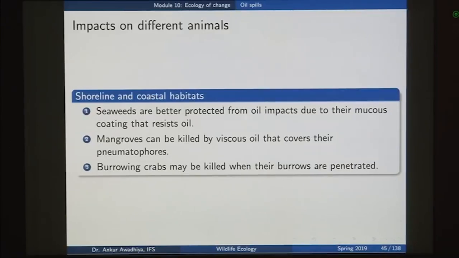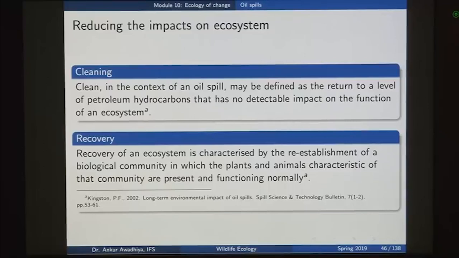And because of these large impacts on different organisms of the ecosystem, the cleaning and recovery becomes very important. So, cleaning and recovery is a process through which we are trying to help the ecosystem to come back to its normal state. So, there is this large infrequent disturbance which brought the ecosystem down, and we are trying to bring it back to the normal state.